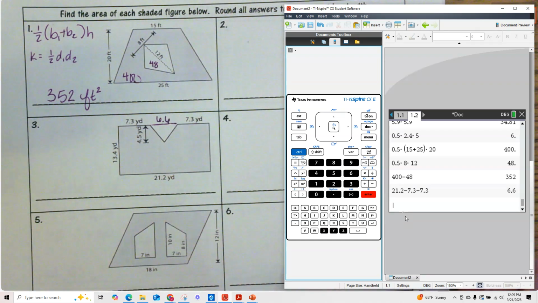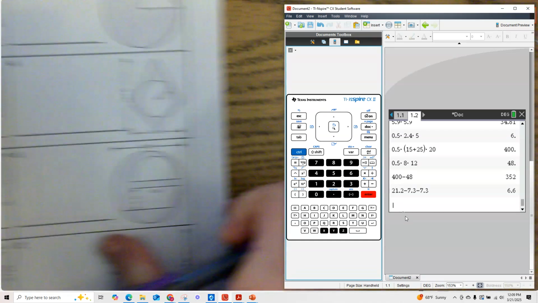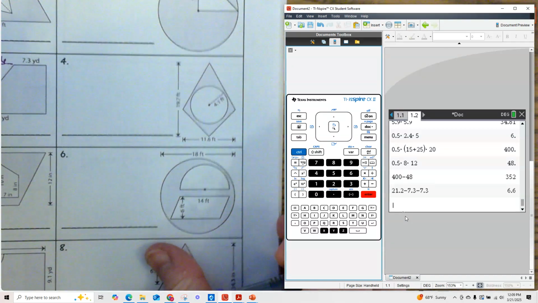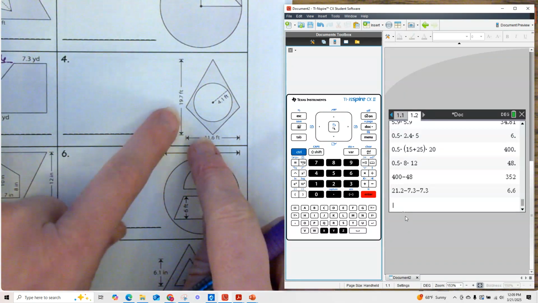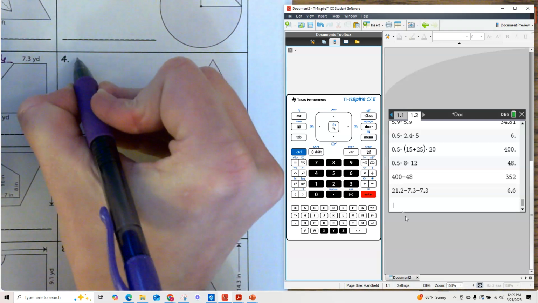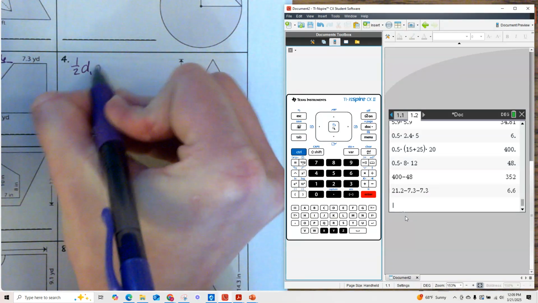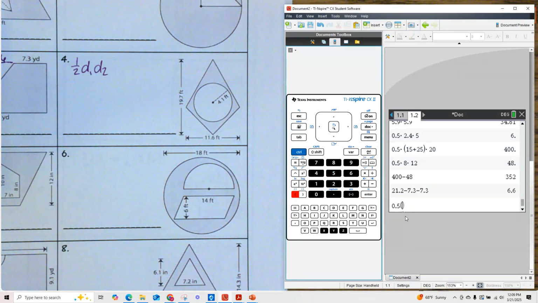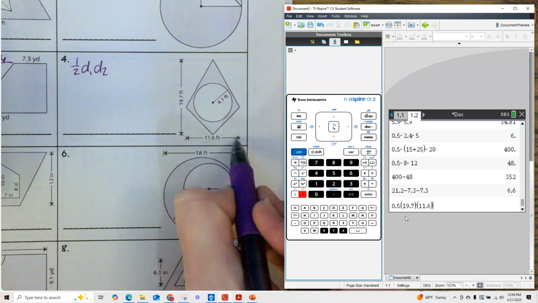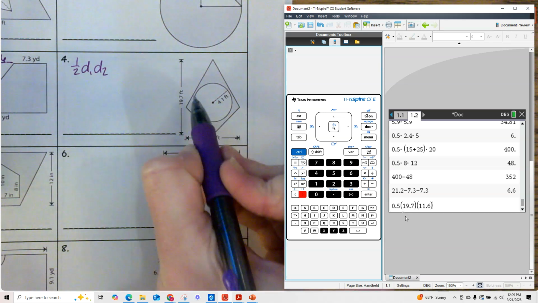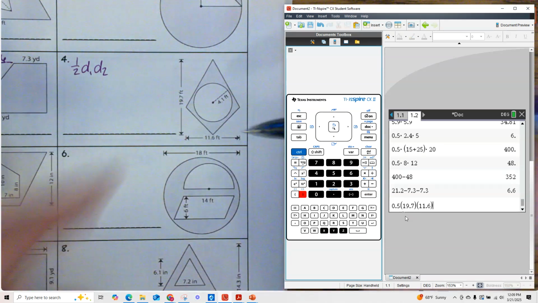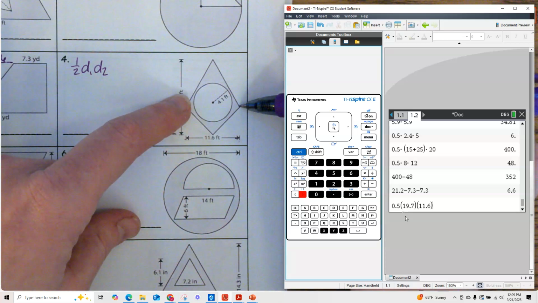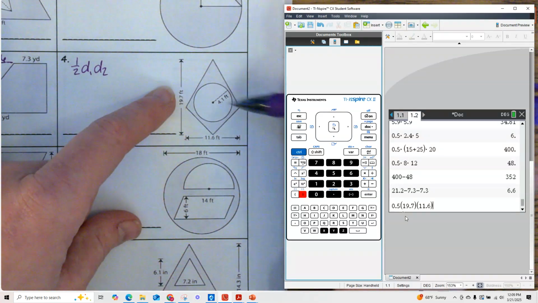The reason I want to look at the other one on 4 is just to make sure you understand how to do this in the calculator. So the gray shape is a diamond. Again, half diagonal 1 times diagonal 2. Diagonal 1 is 19.7, diagonal 2 is 11.6. That's what they're drawing, the diagonals outside the shape because there's not room inside. If you take that line and move it up, it lines up perfectly with corner to corner there.